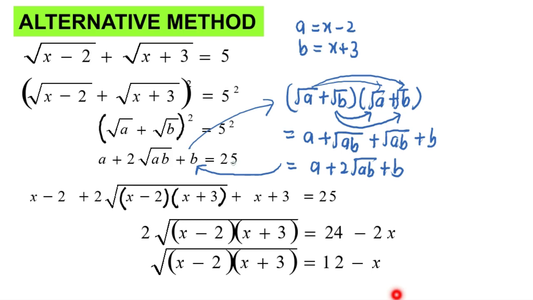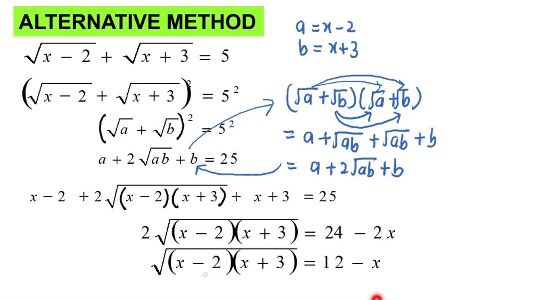And then 25 is where you square the number 5. After you get this complete expansion, you just replace back A and B with x minus 2 and x plus 3. But there is still one single surd on the left hand side. So bring the other term that has no surd sign to the right hand side. Then our right hand side will become 24 minus 2x. And then bring as well number 2 to the right hand side. So it becomes 12 minus x.